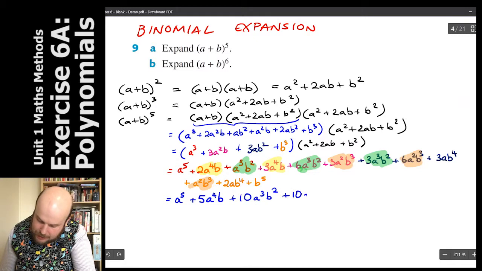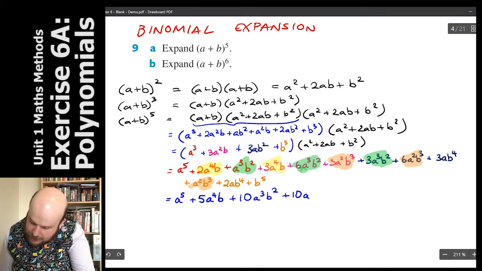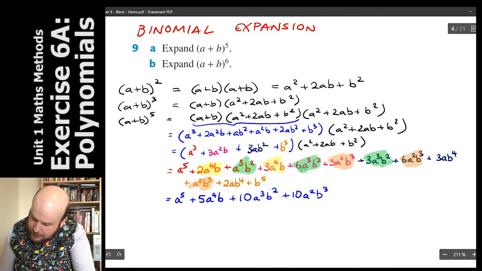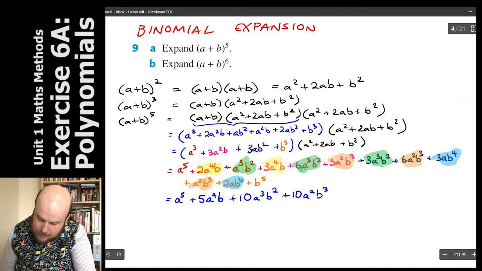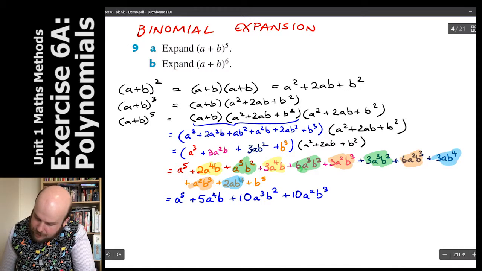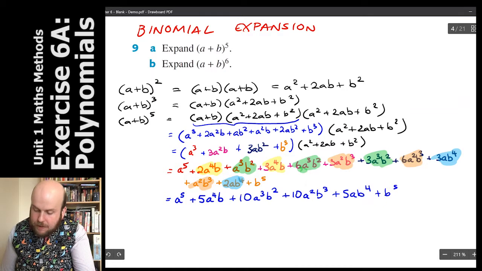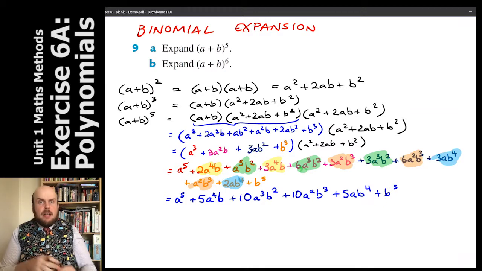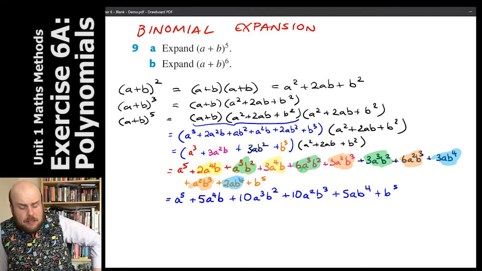Plus 10a squared b cubed. And then we get these ones, so 3ab to the power of 4 and 2ab to the power of 4 is going to make that 5ab to the power of 4. And then we've got this b to the power of 5. So hooray, we've expanded it. But by golly, did that take a very long time.